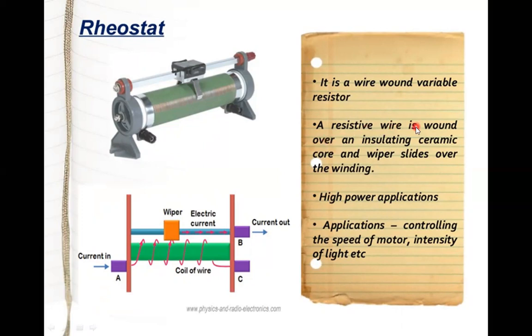So a resistor wire is wound over an insulating ceramic core and the wiper slides over the winding. This wiper is sliding over this particular winding. You can see that. We can slide this wiper over the winding of this ceramic core. Applications are high power applications, controlling the speed of a motor, intensity of light, etc.